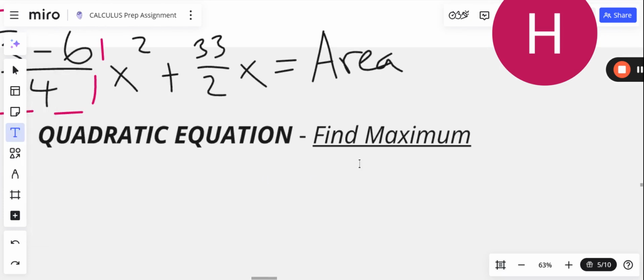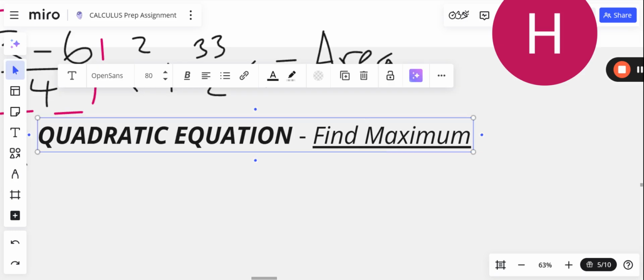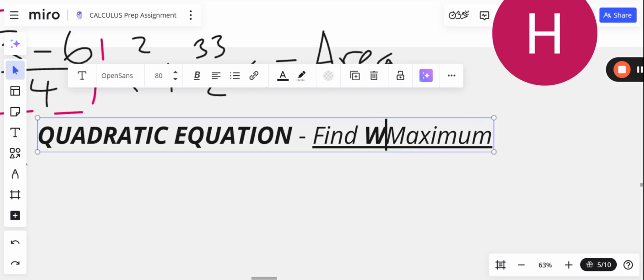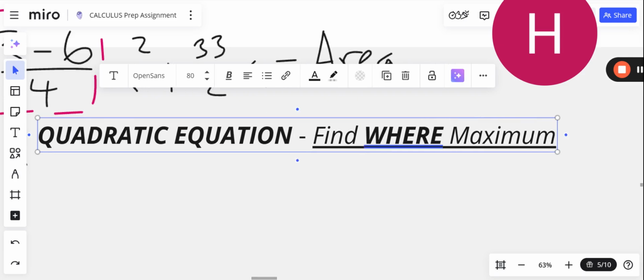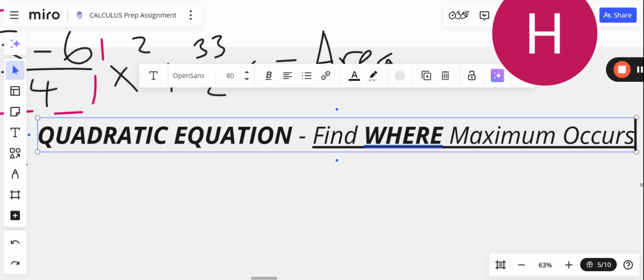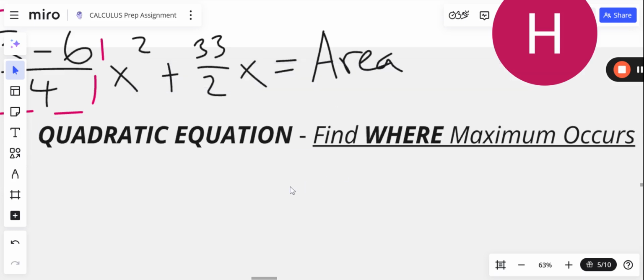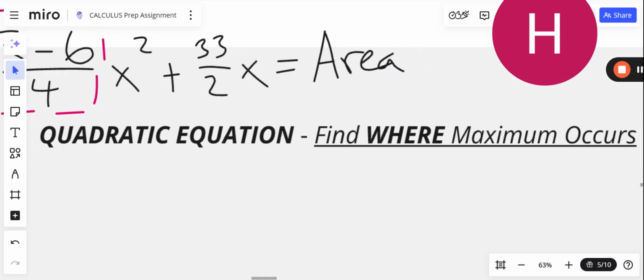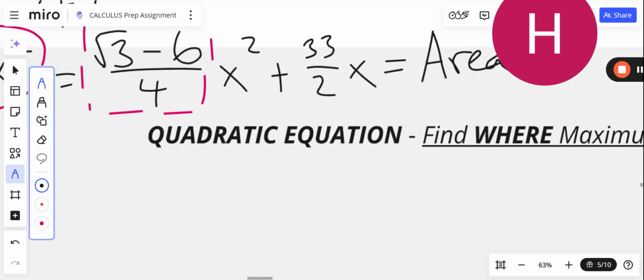We just need to find out where the maximum occurs. So we don't need to necessarily find the maximum. We just need to find the x value at which this occurs. And this would be the axis of symmetry equation. X equals negative b over 2a.